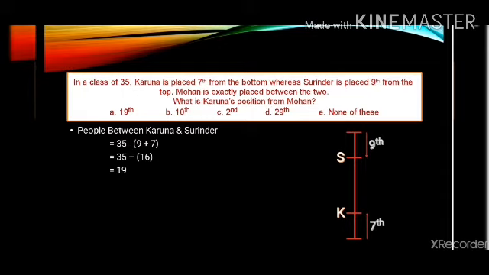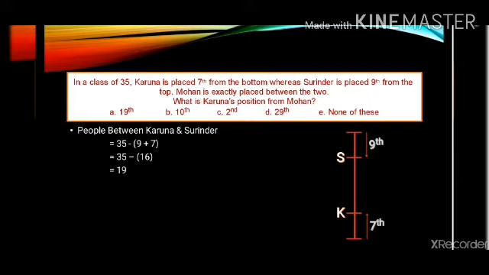We can find the number by subtracting the positions of S and K from the total number. That is, people between S and K will be the total number of students, that is 35, minus their positions, that is 9 and 7. So I am getting that I have 19 people sitting between S and K.